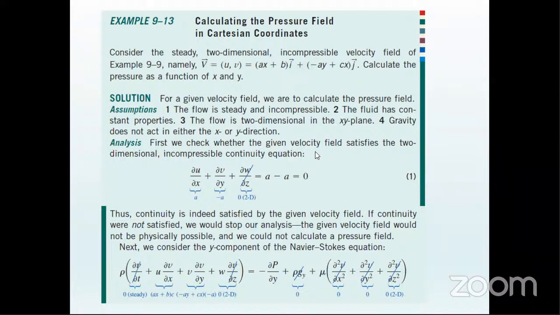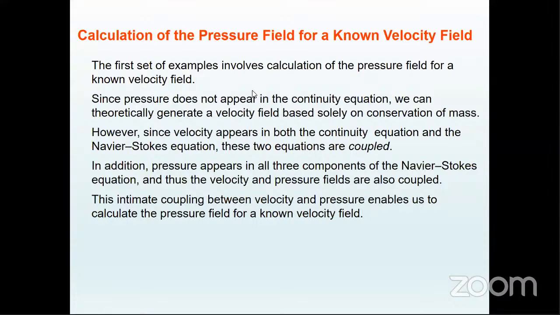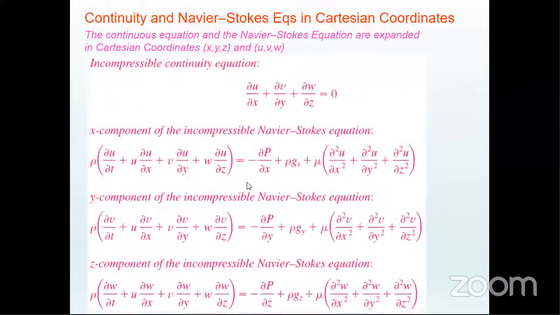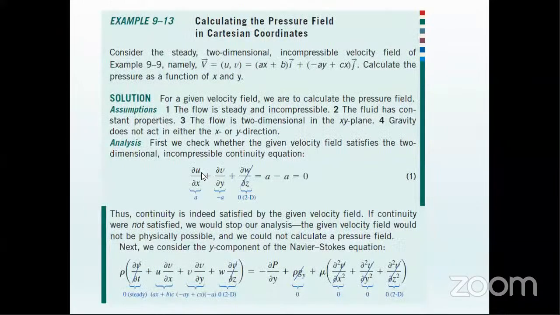First, let us check whether this given velocity field satisfies the two-dimensional incompressible continuity equation. The expression is del u by del x plus del v by del y plus del w by del z. This must equal, you can call del u by del x as a, and del v by del y as minus a. Del w by del z is 0, since it is a two-dimensional flow and the third dimension is not allowed. With a and minus a, this sum must be equal to 0.